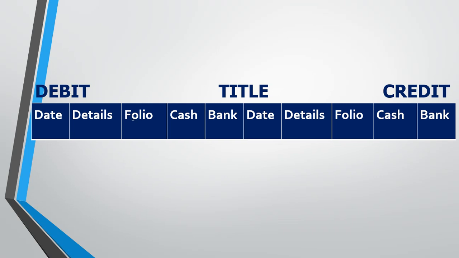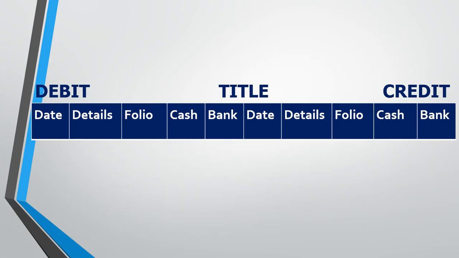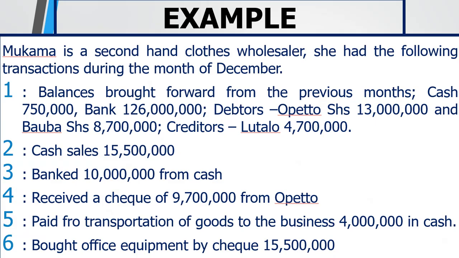So now we are going to look at a practical example. We see how we practically record transactions in a cash book, and majorly we want to demonstrate a two column cash book. First, we shall, given time, prepare a three column cash book later. So we want to look at a pragmatic scenario given to us, the one displaying there, saying that Mukama is a second-hand clothes wholesaler. He had the following transactions during the month of December.